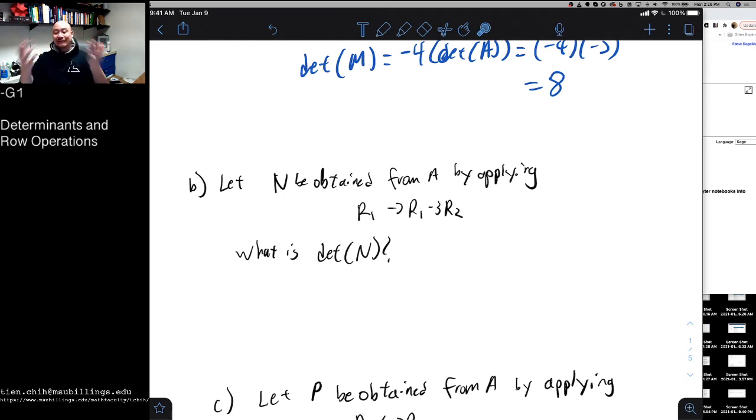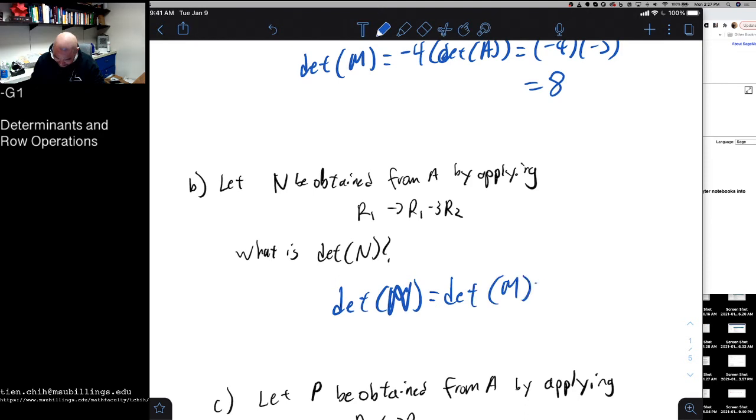So whenever we have an operation like this, the determinant of the resultant matrix doesn't change from the original. So what we know about the determinant of N is that it's actually equal to the determinant of A. In this case, that's -2.